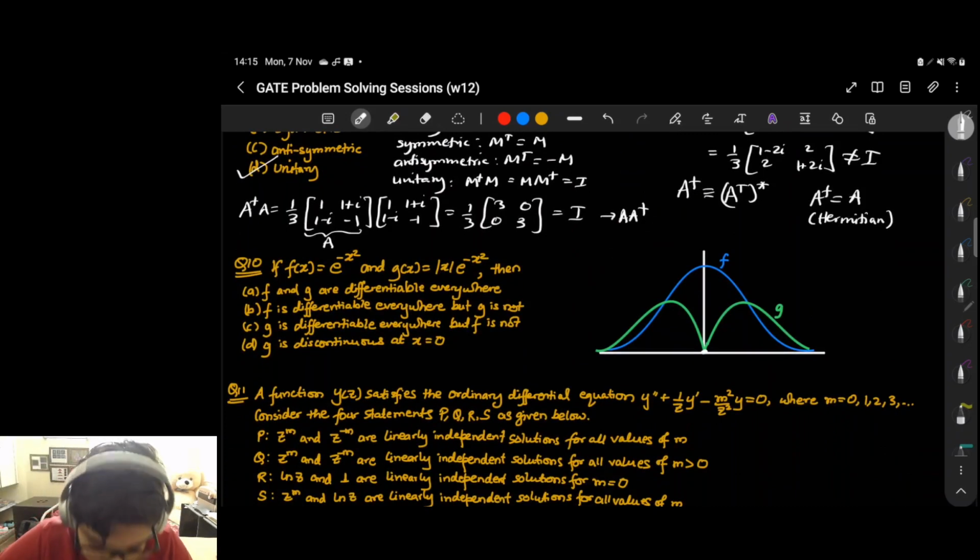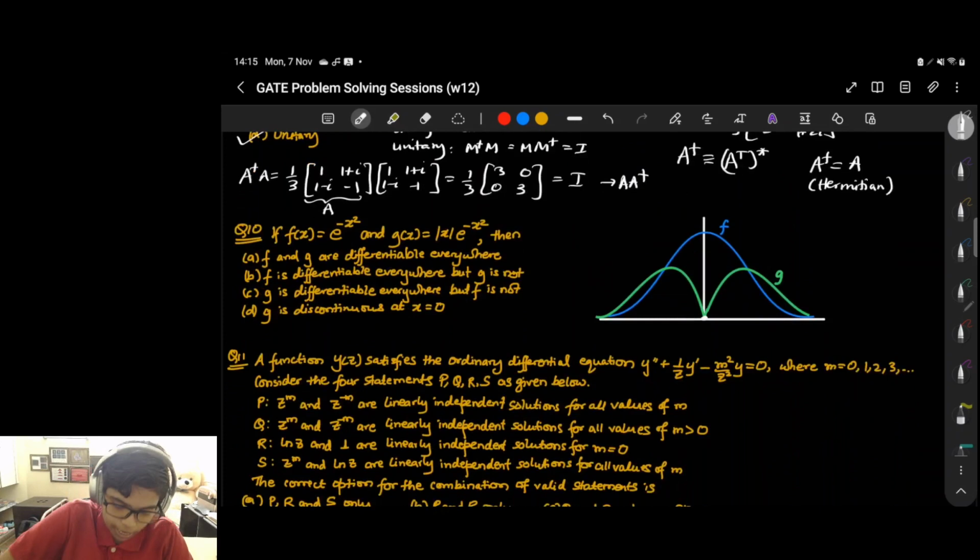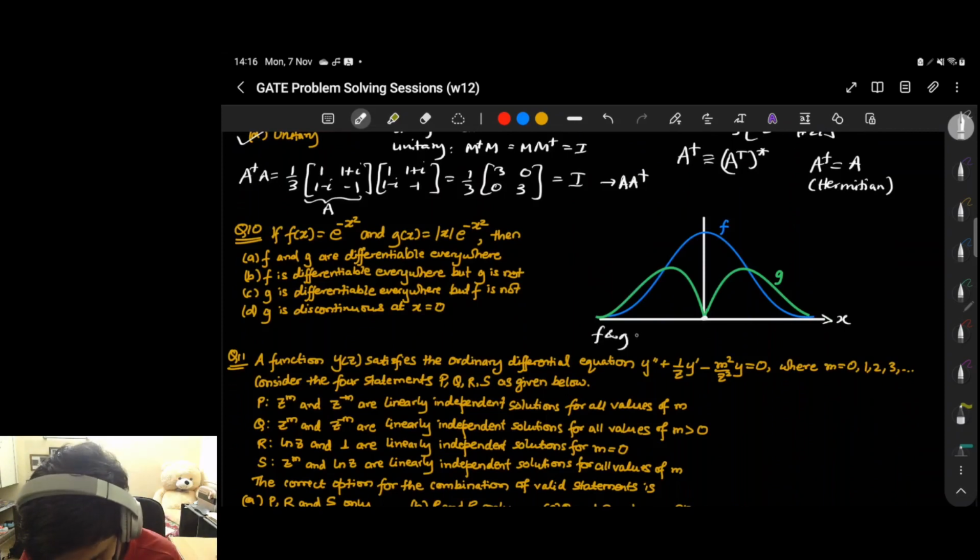Moving on to the next question. If f(x) equals e to the power minus x squared and g(x) is equal to mod x times e to the power minus x squared, then we need to find out which of these statements is correct. For your convenience, I have drawn these functions over here. Blue is f, green is g, and you can clearly see that f and g are continuous everywhere. There is no point of discontinuity.